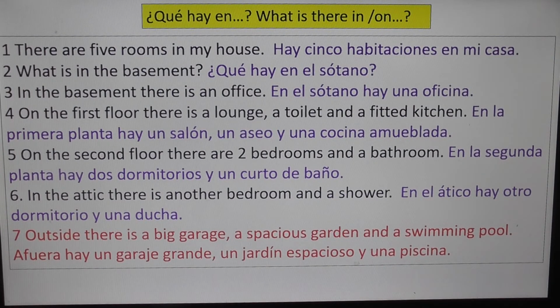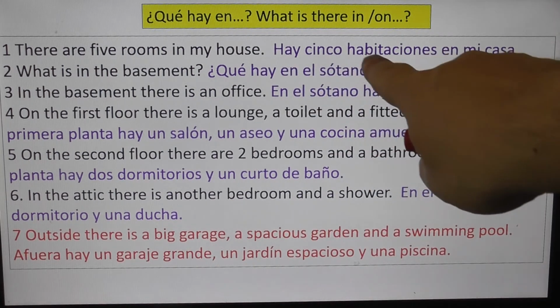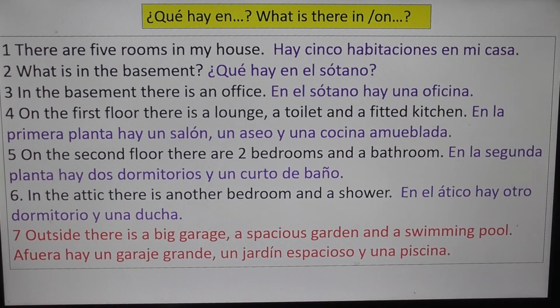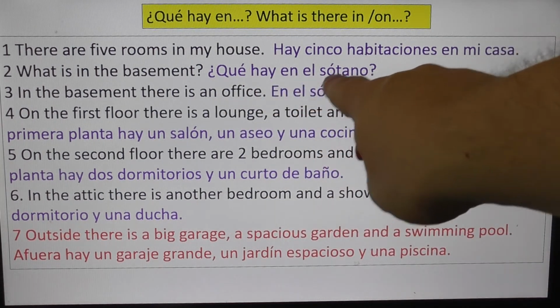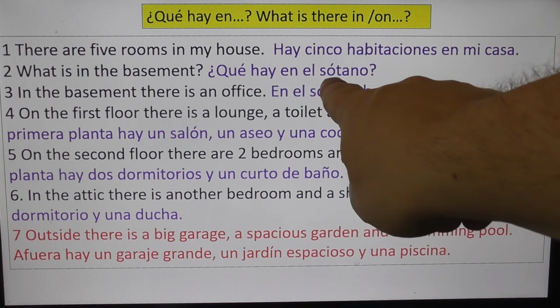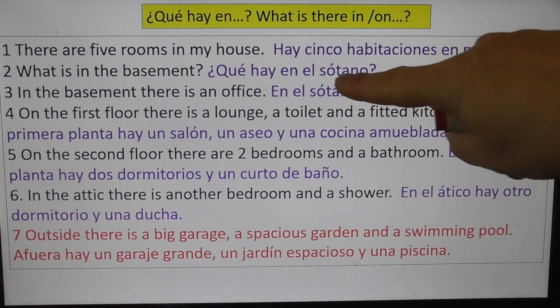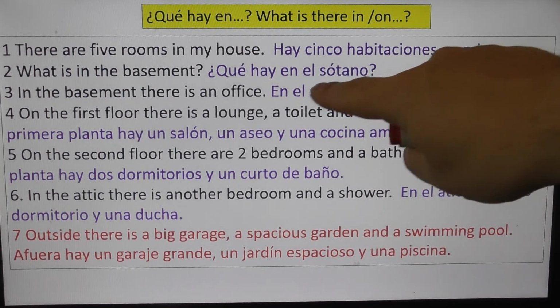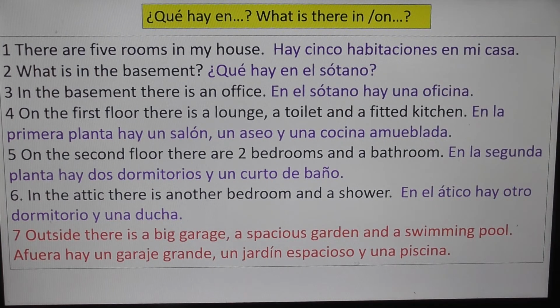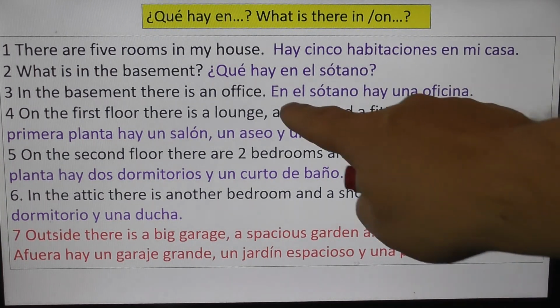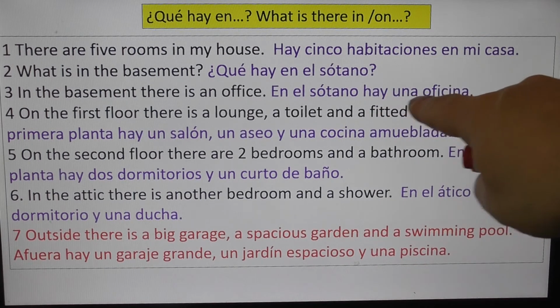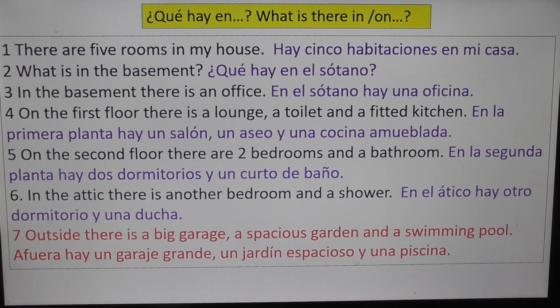So there are 5 rooms in my house. Hay 5 habitaciones en mi casa. What is in the basement? ¿Qué hay en el sótano? Remember, accent is really important. We talked about this last time. We are putting emphasis on the letter O here. Sótano. 3. In the basement there is an office. En el sótano hay una oficina. You could have used as well un despacho.